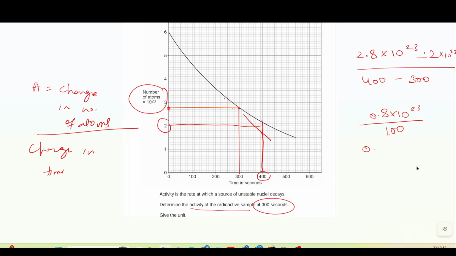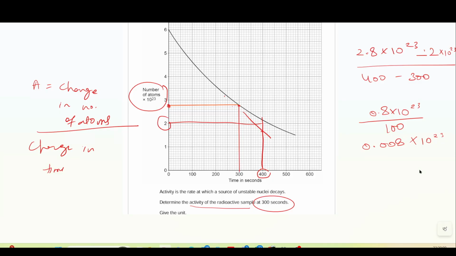0.8 times 10 to the power 23 divided by 100 is 8 times 10 to the power 20. Exactly. So this is the activity.